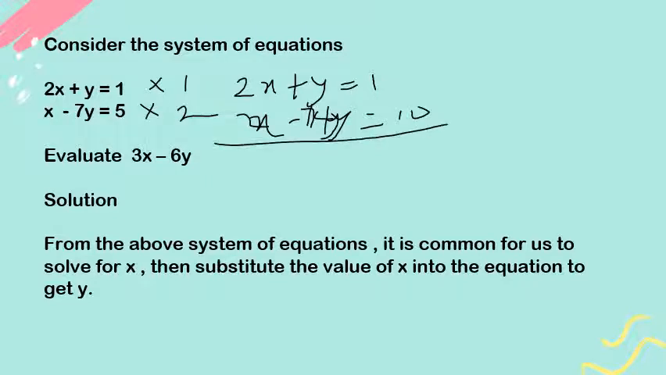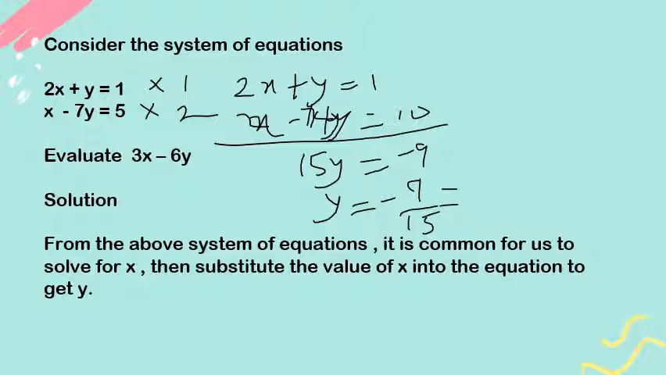Now, by using the elimination method, I will subtract: 2x minus 2x is going to be 0, and I have y minus 14y, that is equal to minus 13y. And this is equal to 1 minus 10, which is minus 9. Therefore, what will be my y value? My y value is going to be minus 9 over 15. So, let's do justice to this. If y is equal to minus 9 over 15, in simplest form, 3 can go in 9, that's 3, 3 can go in 15, that's 5. So you have minus 3 over 5.